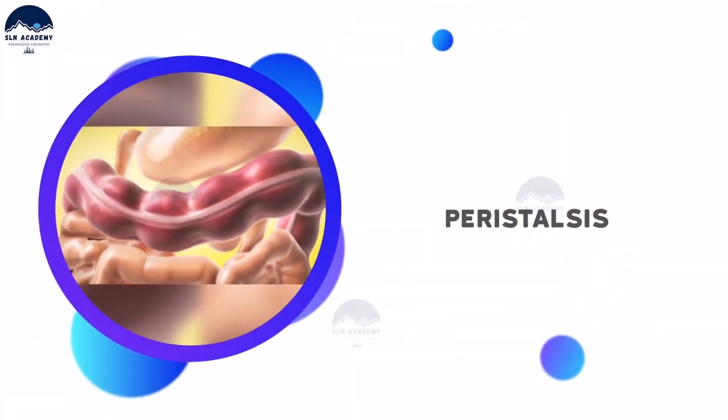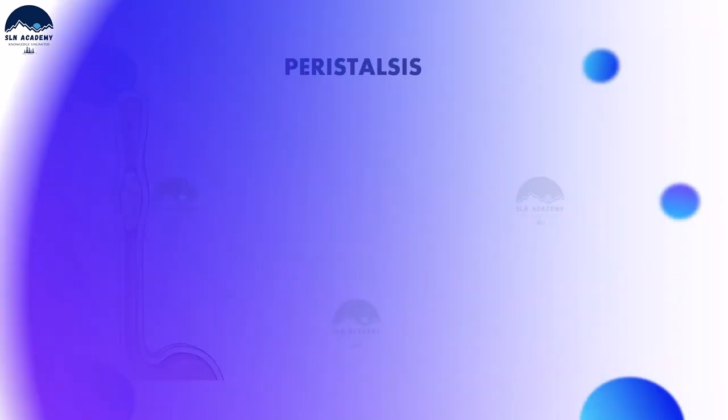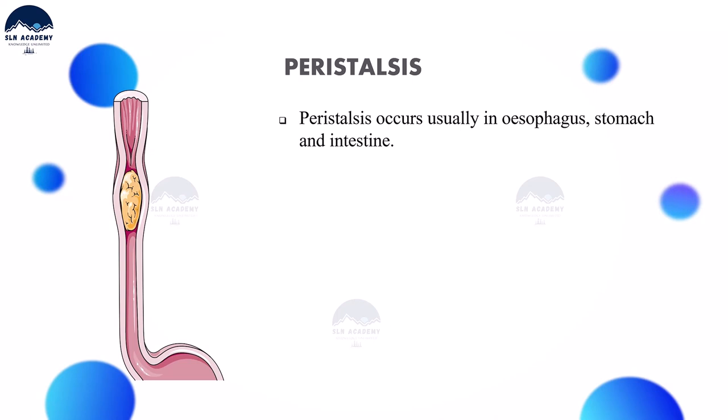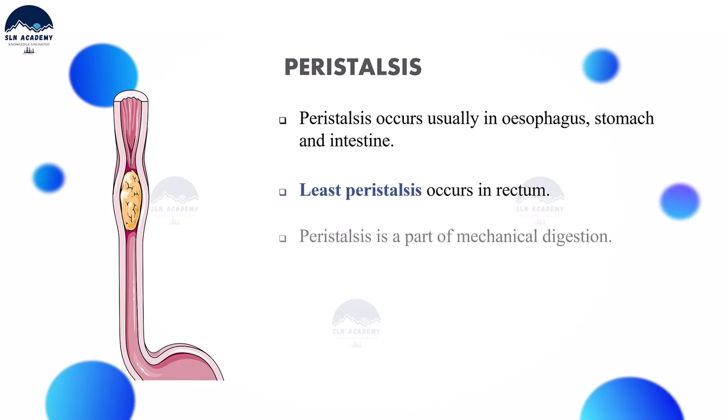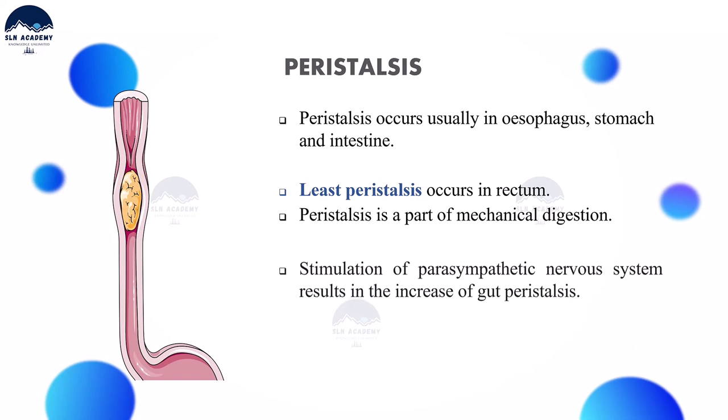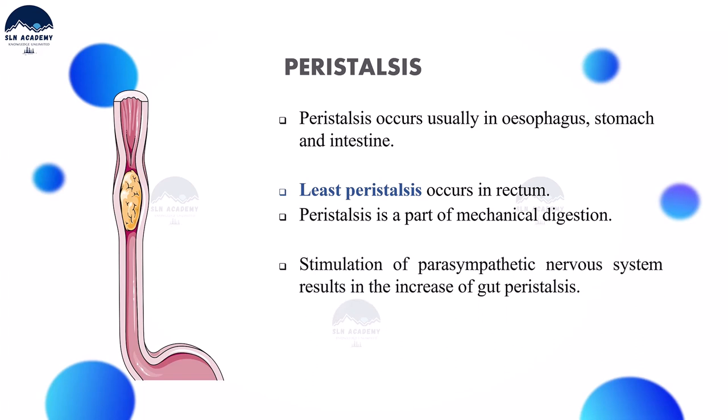Peristalsis. Peristalsis occurs usually in the esophagus, stomach, and intestine. Least peristalsis occurs in the rectum. Peristalsis is a part of mechanical digestion. Stimulation of the parasympathetic nervous system results in the increase of gut peristalsis. Reverse peristalsis in the stomach produces vomiting.